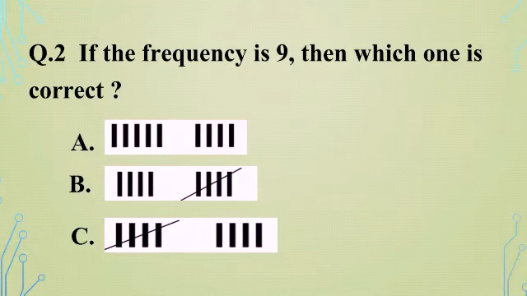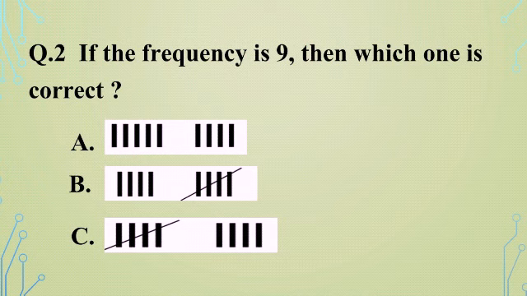Now look at the second question. It is also from tally marks. If the frequency is 9, then which one is correct? See, first of all you have to count the marks, and you have to know the rule of giving tally marks. In tally marks there is a specific rule. You need to know the rule. So just count it, and after that you have to give the answers. Which option is correct? You have to give the answers in the comment section.